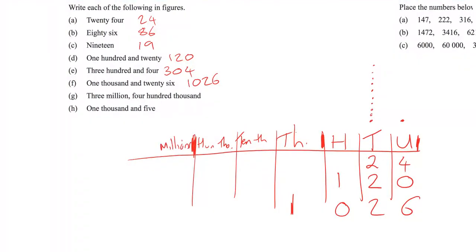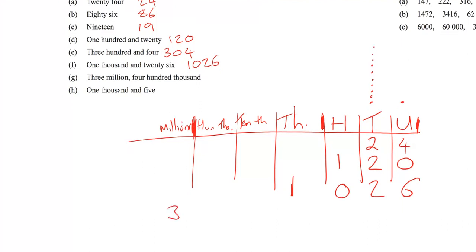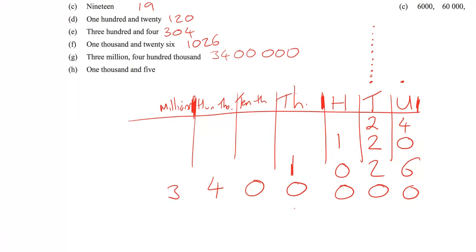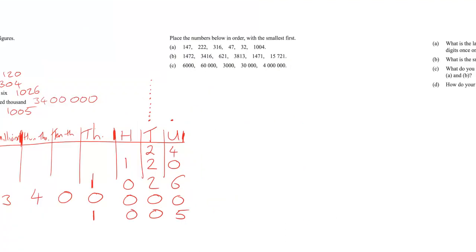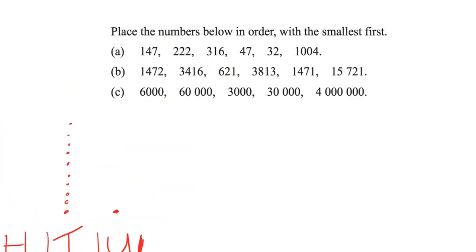So in G, we have 3,400,000. So 4 lots of 100,000s. And we don't have anything else in any of these columns. So 3,400,000 is going to look like this. 1,005, so we have 1 in the thousands and just the 5. So we fill out that. There's no hundreds, no tens, just the 5. 1,005 looks like that.